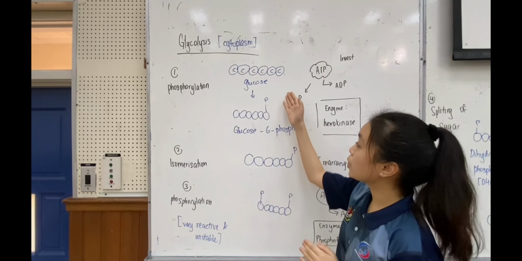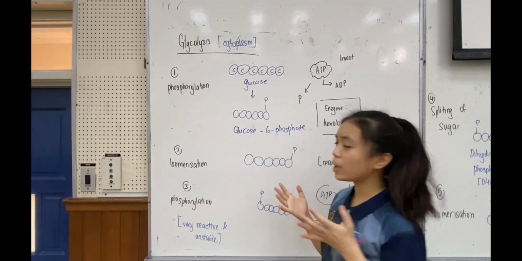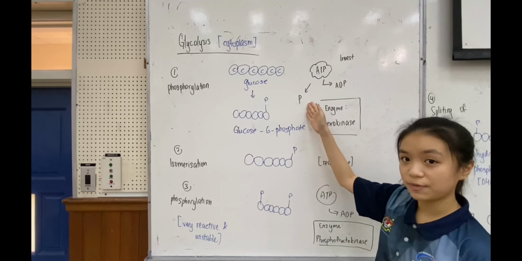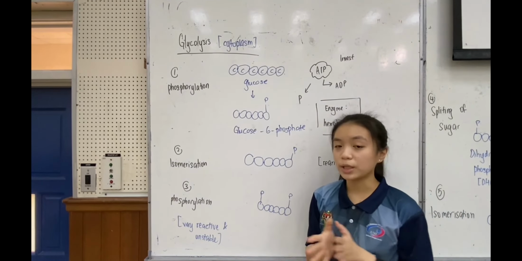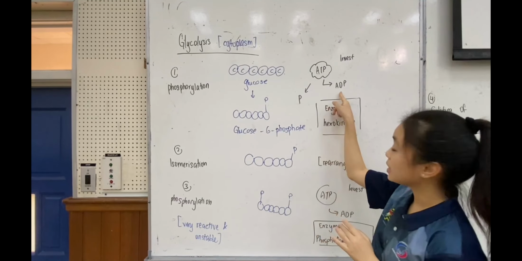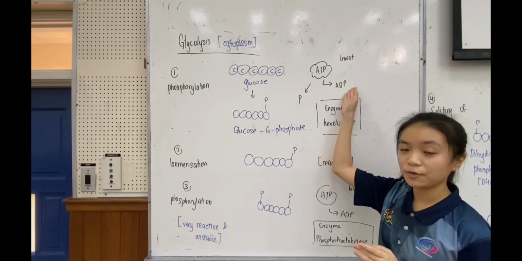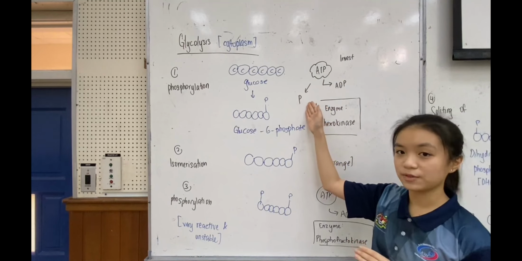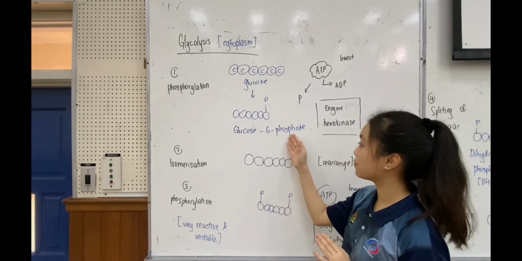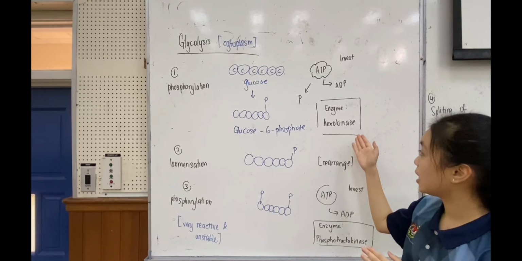First, glucose will accept 1 phosphate, so it undergoes the first step, which is phosphorylation. Where is the phosphate gained from? The phosphate is gained from ATP. ATP releases 1 phosphate and becomes ADP. We can remember that the T in ATP stands for Tri, which means 3, and the D in ADP stands for Di, which means 2. So 3 phosphates become 2 phosphates. The released phosphate is accepted by glucose to become glucose 6-phosphate. This reaction is catalyzed by an enzyme called hexokinase.